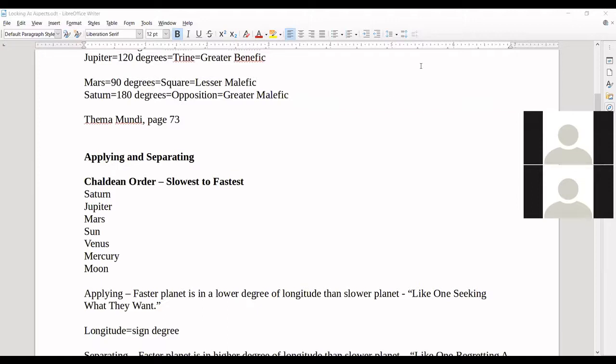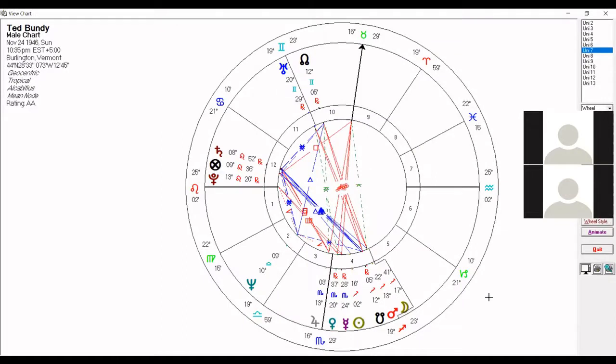Hold on. Yes, you want to see an example with the chart? I was actually going to do this first and then go to chart examples, but this looks like a better idea. And thank you for suggesting it. Okay, this is Ted Bundy. We were going to do this when we got to receptions.